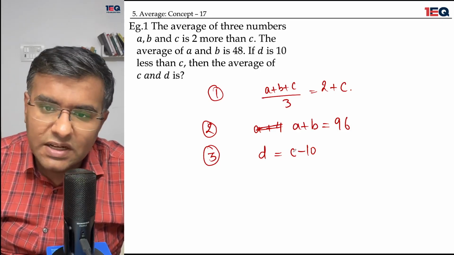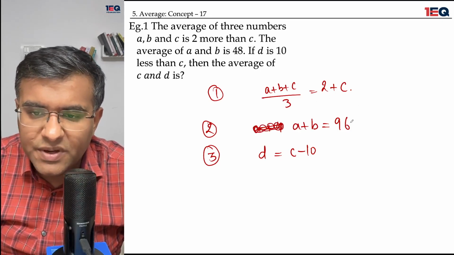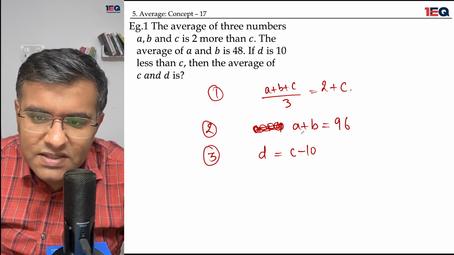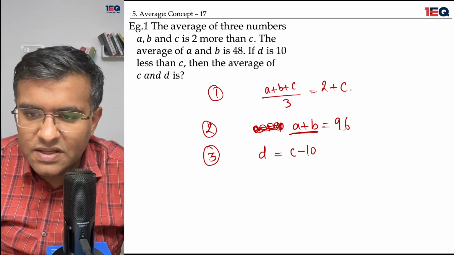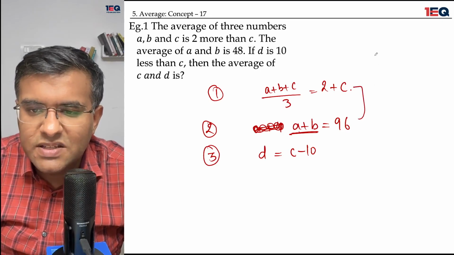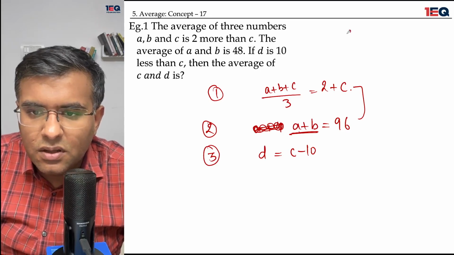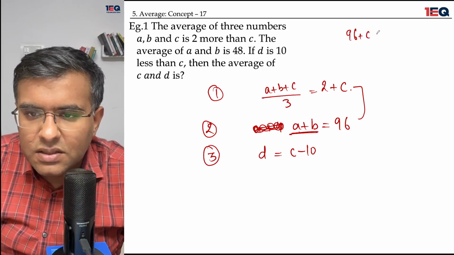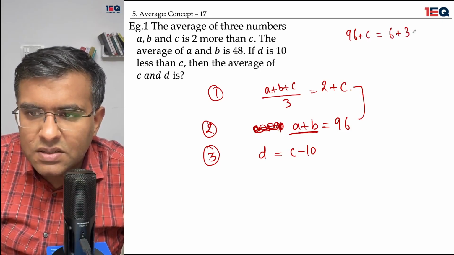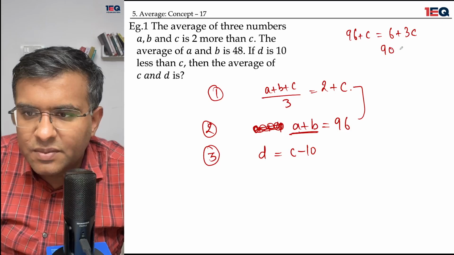Then the average of c and d is, I know we need four equations for four variables, but we have three equations, but we already have the value of two variables with us, so we'll quickly put them in. Through these two equations we'll get the value of c. 96 plus 6c is equal to 6 plus 3c. This gives me 90 and this gives me 2c. So the value of c comes out to be 45.